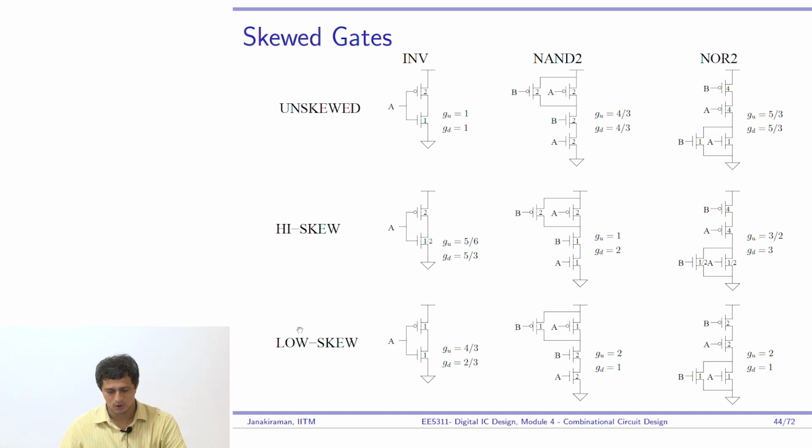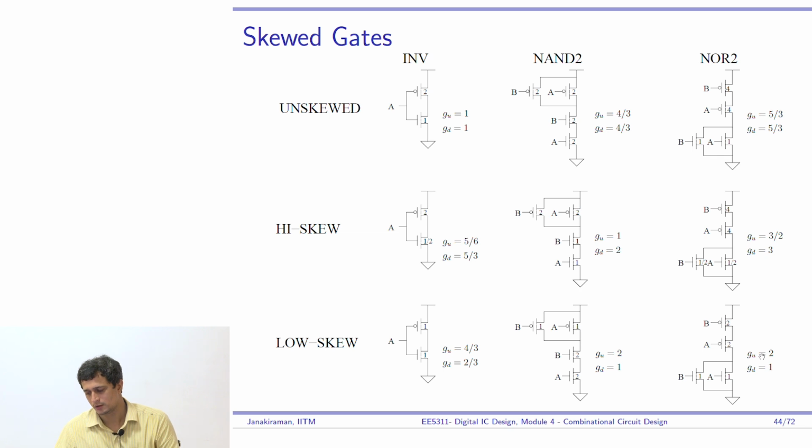Okay? So now low skew. The inverter we saw is 4 by 3, 2 by 3. The pull-up logical effort has now become 2 and the pull-down logical effort has become 1. This is a low skew inverter. Remember, therefore the sizes are 2, 2, 1, 1. The PMOS has been compromised. Clear?